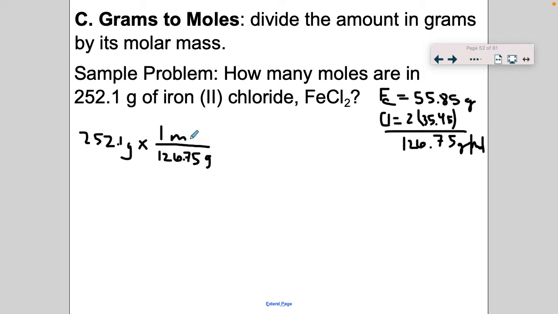2 point something. 1.9889. Okay, 4 sig figs, very good. There's 4 here and there's 5, so you go to 4: 1.989. 1.989, yep. And then it's moles. Very good.